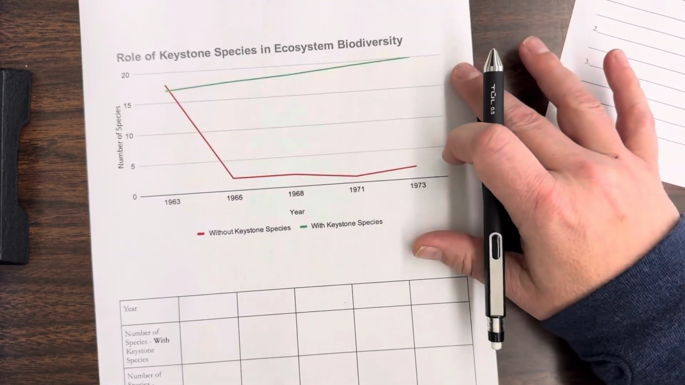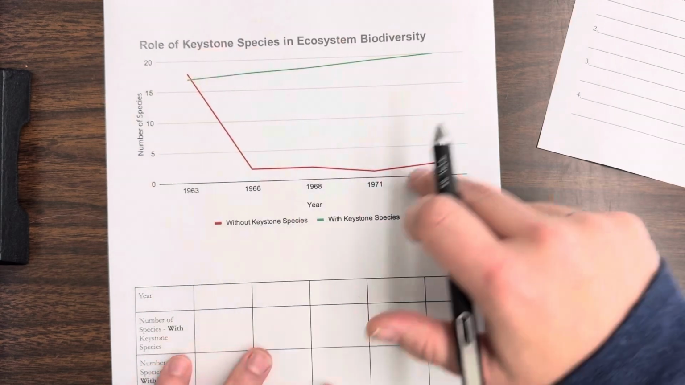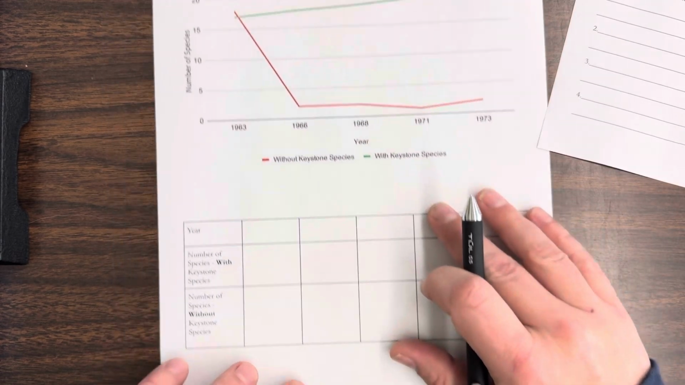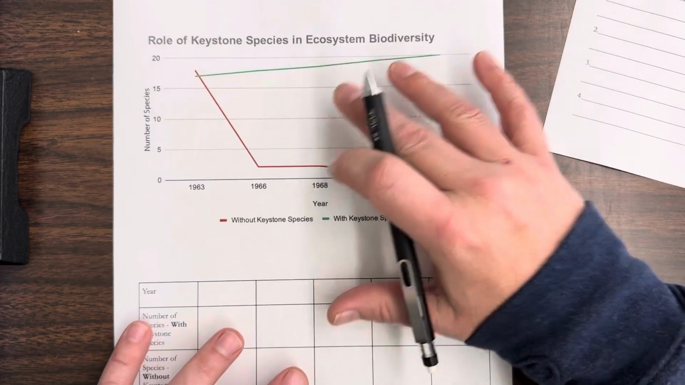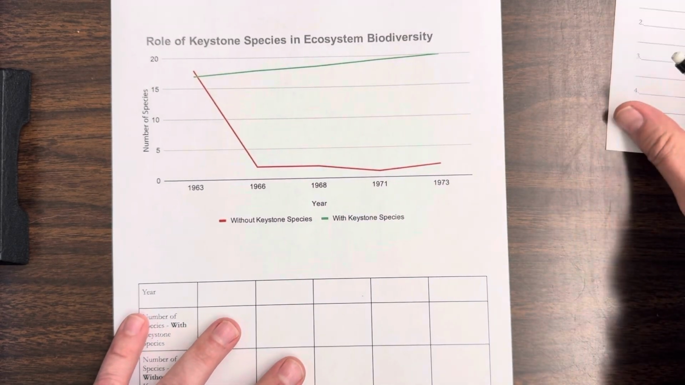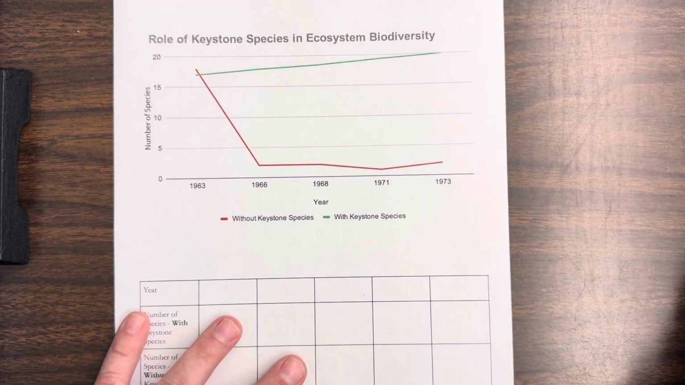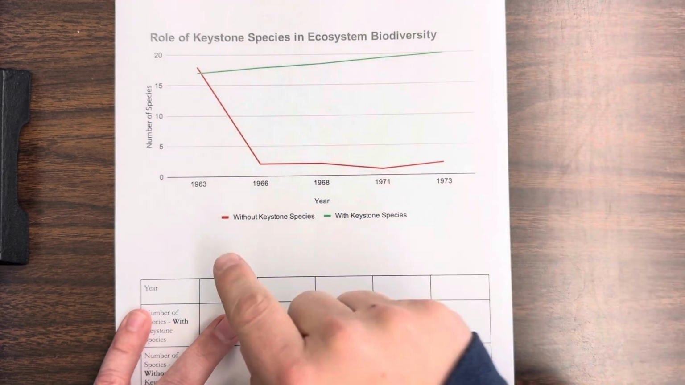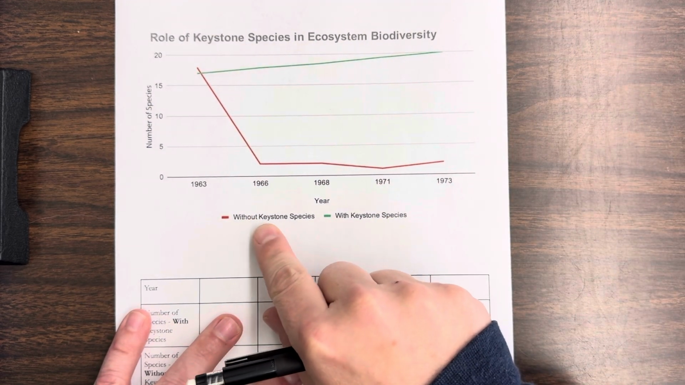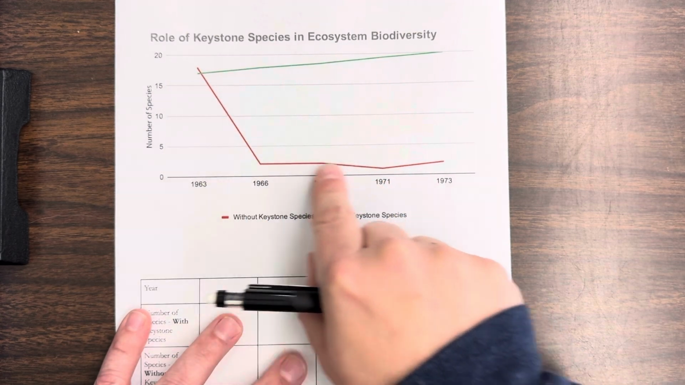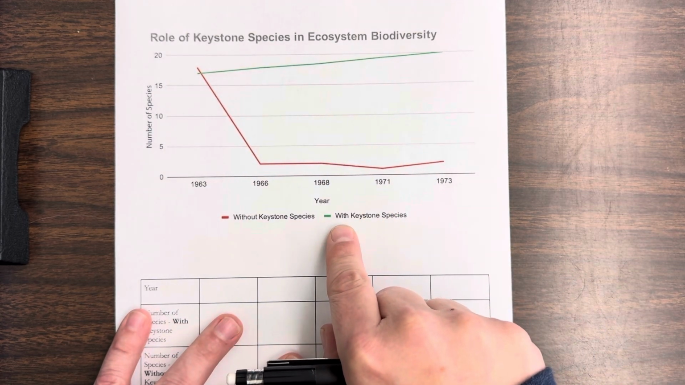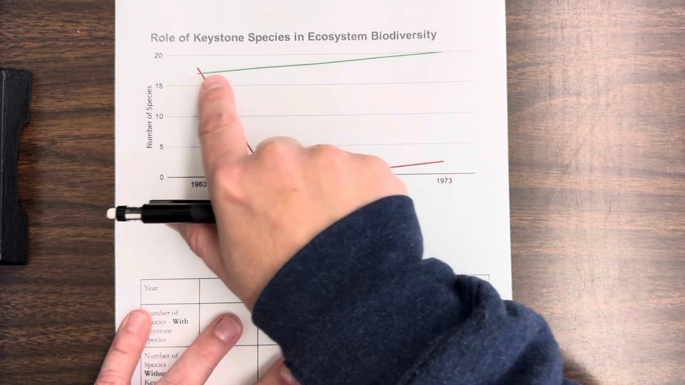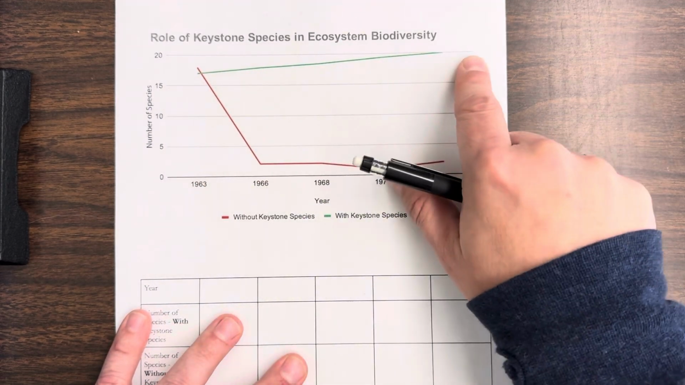Then what we're gonna do is look at this graph. Now the graph is done, but we have a data table that needs to be filled out. So this graph shows two populations and two ecosystems. And in these different ecosystems, you have one that has keystone species that were taken out, that's in red. And then you have another ecosystem where the keystone species was left there, and that's in green.